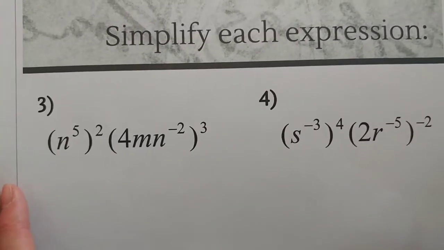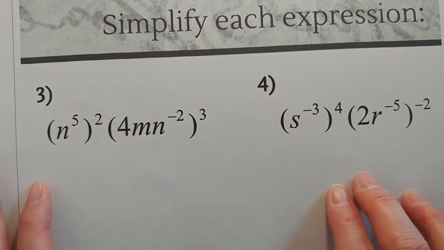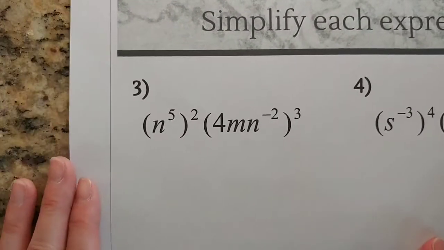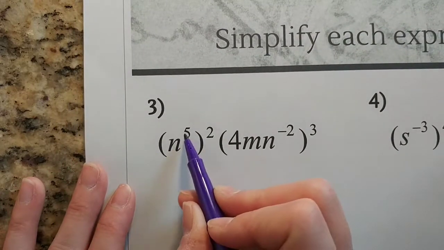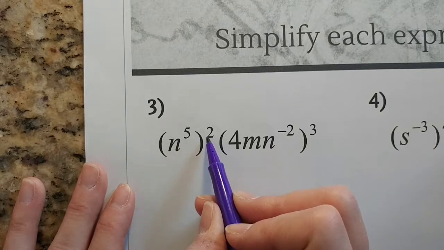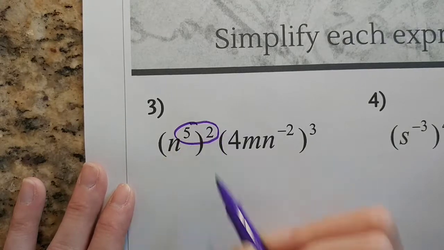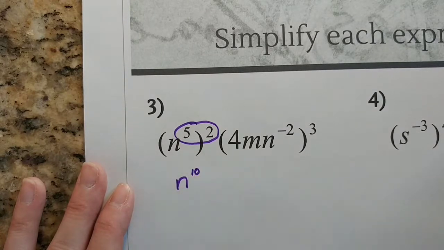Now number 3 and 4 are very similar. I'll walk you through number 3, and then I'd like you to try and see if you can pause the video and try 4 on your own. Let's look at 3. Do you see the n? It's raised to the 5th power, but I'm going to ask you to raise it to another power, to square it right here. Power to a power, multiply the powers. This would be n to the 10th.